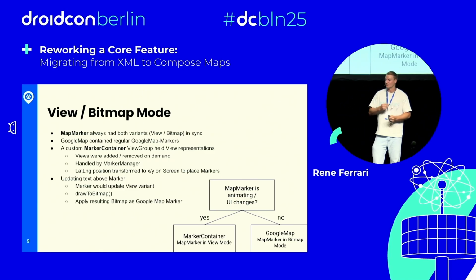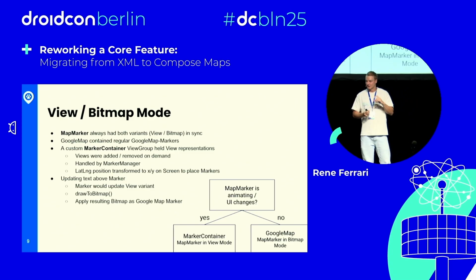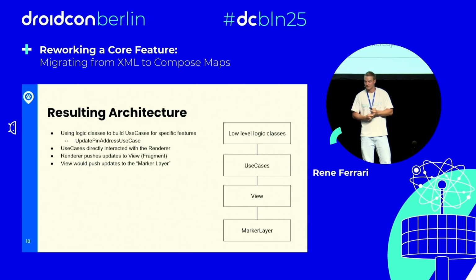So here, a bit more explanation. Like I just said before, we had this map marker class that would hold both a view version and a bitmap version. And the view version was done in the so-called marker container, which was, as I explained before, just a layer on top of the regular Google Map. And we would switch out depending on UI changes or animations happening. And that, like I said, worked quite well.